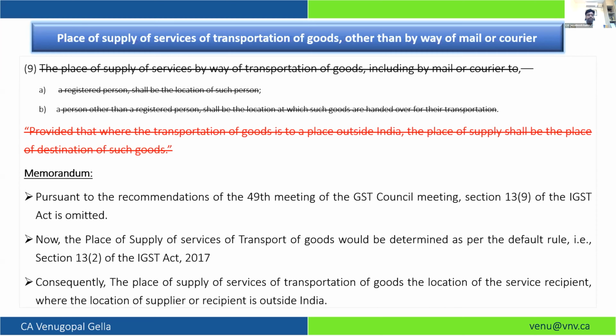Therefore, the place of supply of services of transportation of goods would now be determined as per the default rule, that is, Section 13, Subsection 2. As per Section 13, Subsection 2, the place of supply would be the location of the service recipient. So this will be determined by the general rule, that is, the recipient's place will be the place of supply in this case.